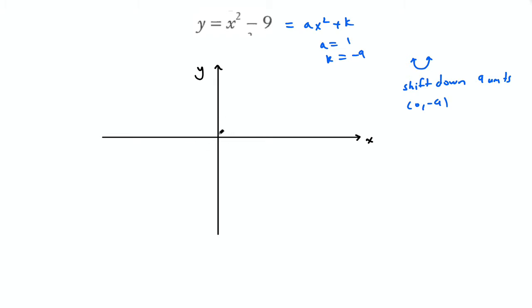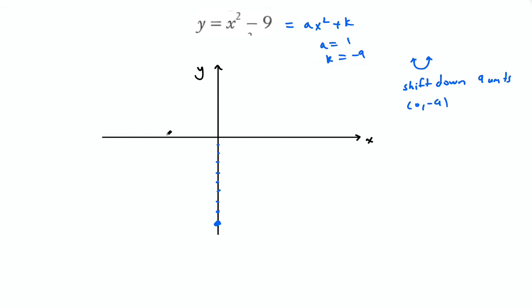Okay, so really it's going to be somewhere here, right? 3, 4, 5, 6, 7, 8, 9. So we have this, okay? The axis of symmetry is going to be the y-axis, right?